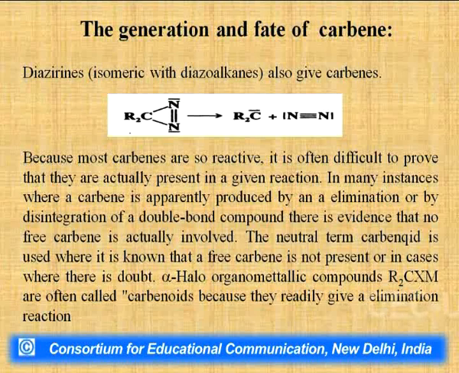The neutral term carbenoid is used where it is known that a free carbene is not present, or in cases where there is doubt. Alpha-halo organometallic compounds, R2CXM, where R is the alkyl group, X is the halogen and M is the metal ion, are often called carbenoids because they readily give an elimination reaction.